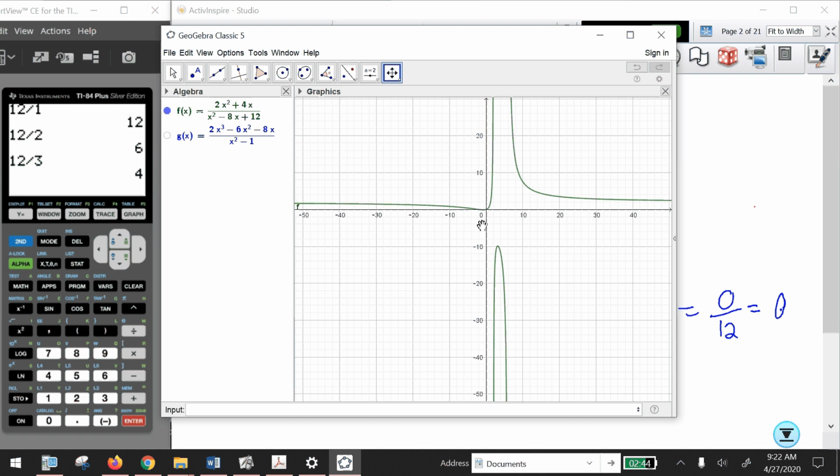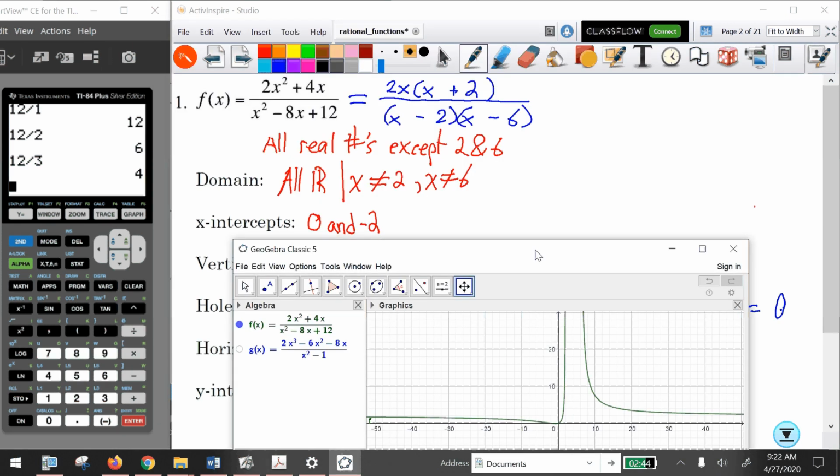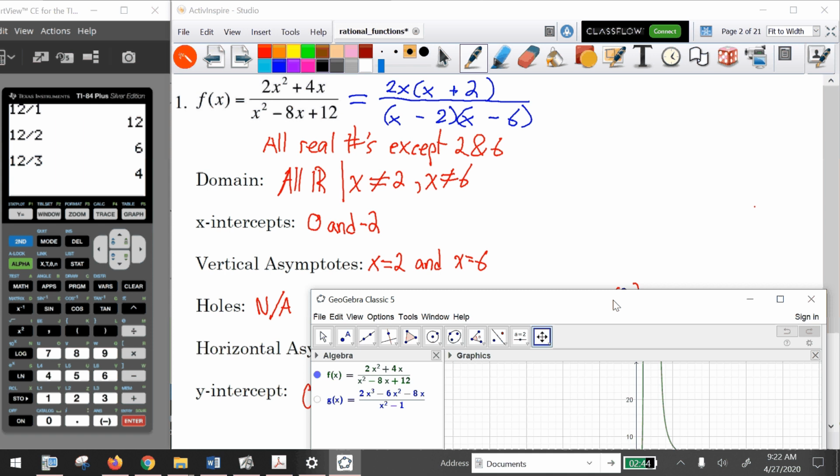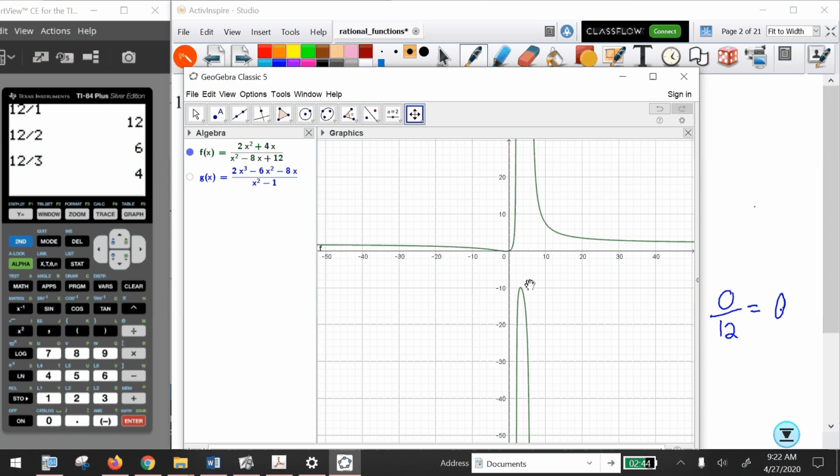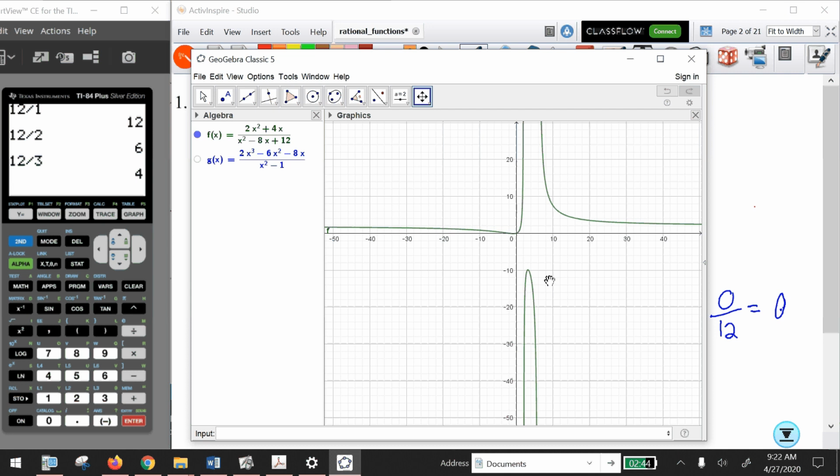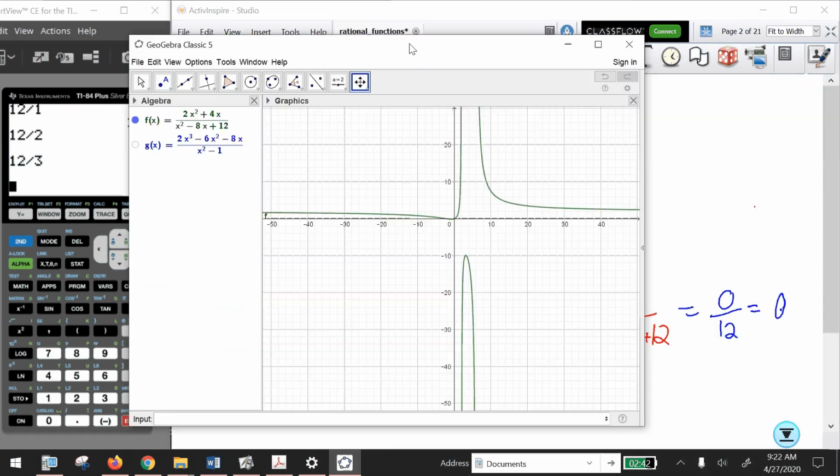We have our 2 vertical asymptotes, and they are located at 2 and 6, so at positive 2 and 6. And we have our horizontal asymptote located at y is equal to 2. You can see that if you continue this, it approaches this limit here where it never really crosses this line. You have a horizontal asymptote where this function approaches the number 2 on both the right side and the left side.